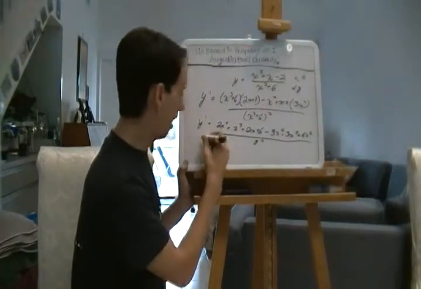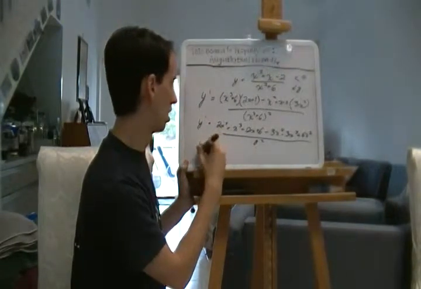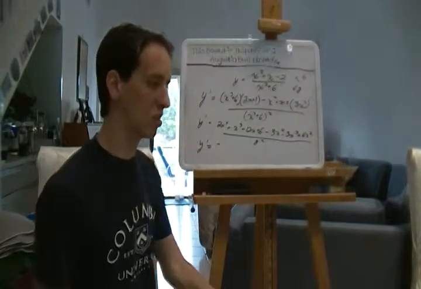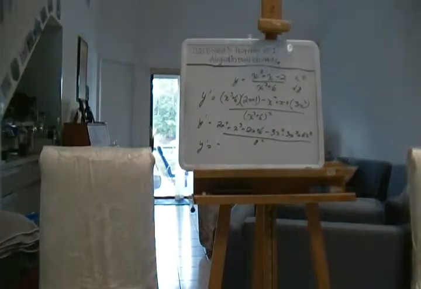And you can simplify that a little bit to y prime equals, oh my goodness, the phone's ringing. 1 second.